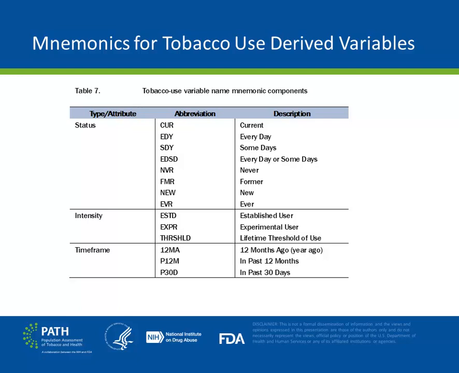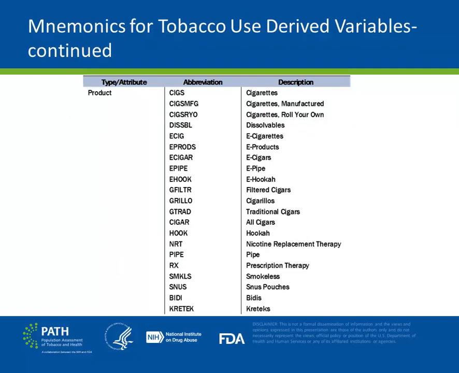The second row includes mnemonics related to intensity of use. The abbreviations and descriptions are in the second and third columns and include examples ESTD for established user and EXPR for experimental user. The third row includes mnemonics related to time frame of use. The abbreviations and descriptions are in the second and third columns and include examples P12M for use in past 12 months and P30D for use in past 30 days.